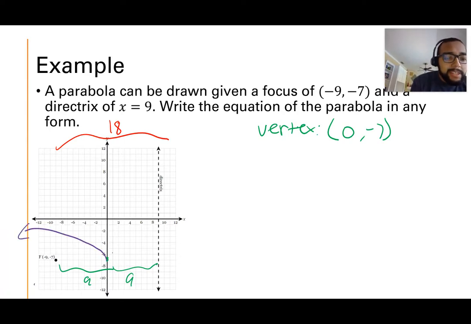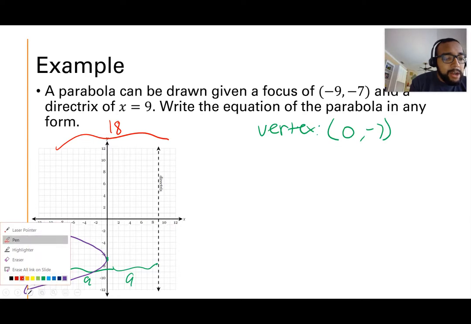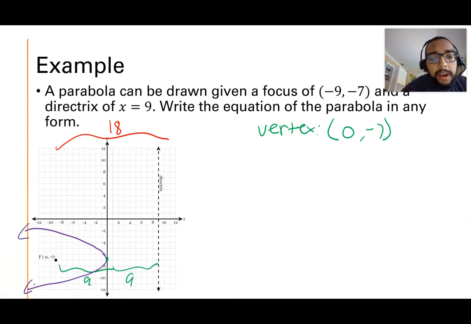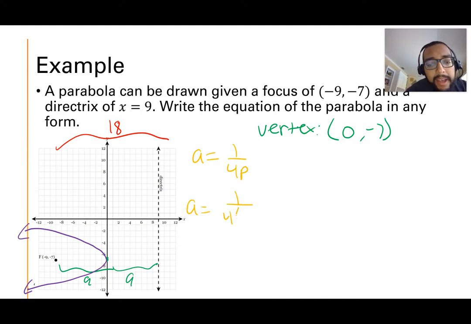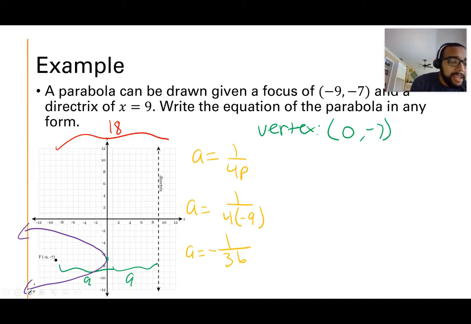Since the focus needs to be on the inside of the parabola, and since the parabola needs to open opposite of the directrix, that means my a value better be negative. So I'll go ahead and say my p is negative, because 4 times -9 will give me that -36. This is nice and good, but make sure you actually write your equation, because that was the purpose.